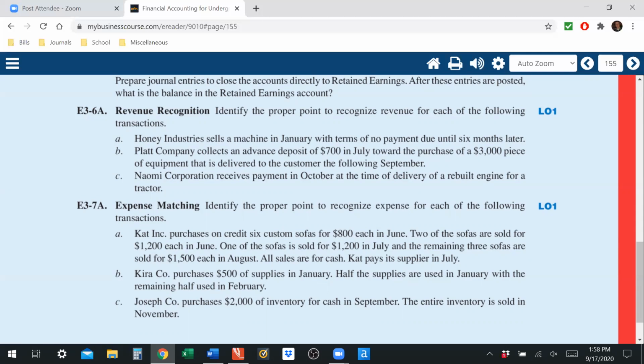Honey Industries sells a machine in January with terms of no payment, so the customer doesn't have to pay Honey Industries until 6 months later. When does Honey Industries recognize revenue? There's only two possibilities. It's either in January or whenever they receive cash in June. What do you guys think? One person said 6 months later. Other people are saying in January.